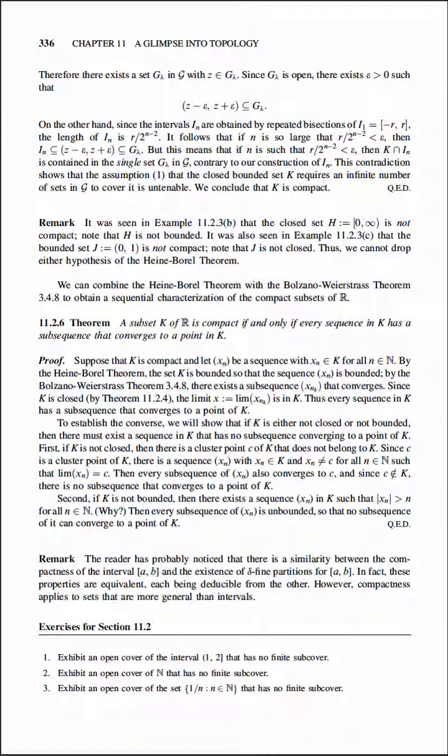Your book ties it together with a theorem, 11.2.6, which ties together the Heine-Borel theorem with the Bolzano-Weierstrass theorem, and this is a cool characterization of compact sets. The reason that your book is pointing out some of these characterizations is that some of these things will hold even when we're not dealing with sets in R, so when you're dealing with more complicated settings. So that ties together 11.2, and that's your reading for the week.